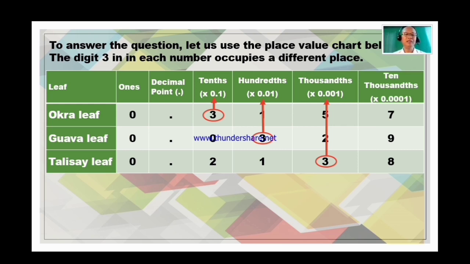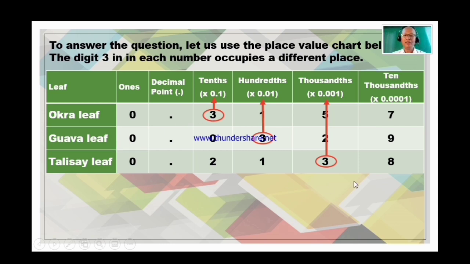Okay, what does this mean? It means that if we are asked what is the place value of the digit 3 of okra leaf thickness, we will say tenths. And if we are asked what is the decimal value of this number 3, since it belongs to the place value of tenths, we will just read the number 3 tenths. If we are going to write that one, we will write the number 3 and the rest of the numbers at the back of the 3, we will change into 0. Only the number that we will identify remains.